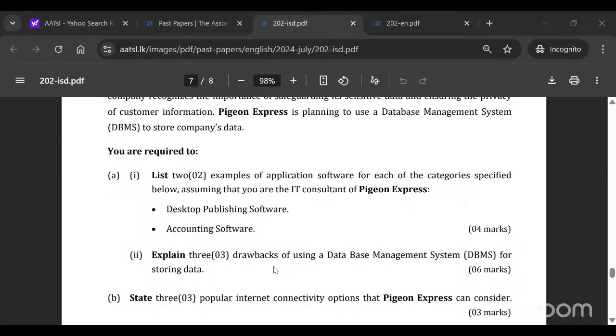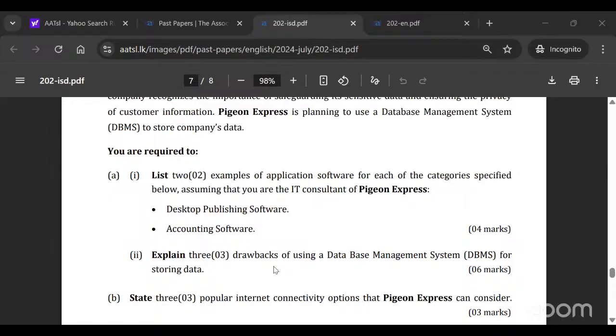And the complexity of management. A DBMS requires regular maintenance, including backups, updates, and performance tuning. This can be complex and require a dedicated database administrator to manage and optimize the system, leading to higher ongoing operational cost.